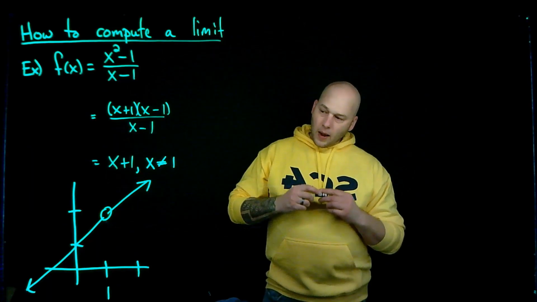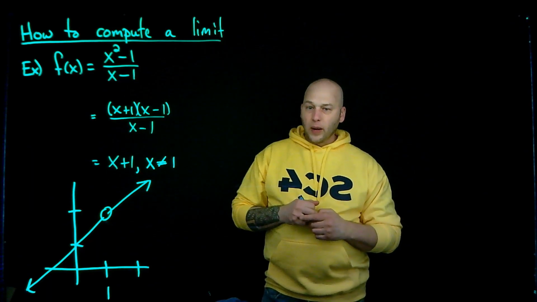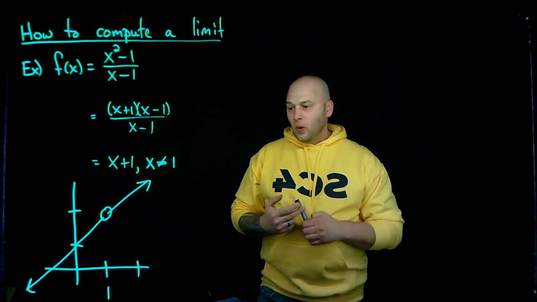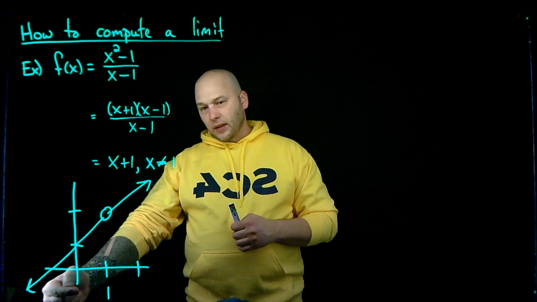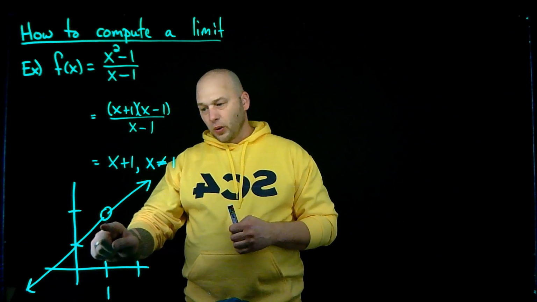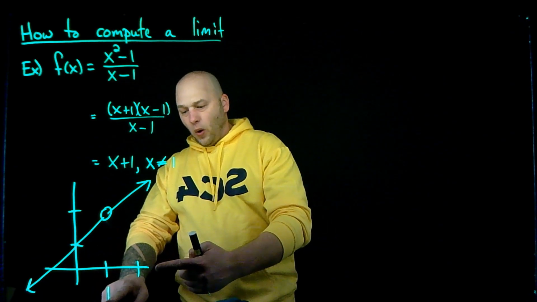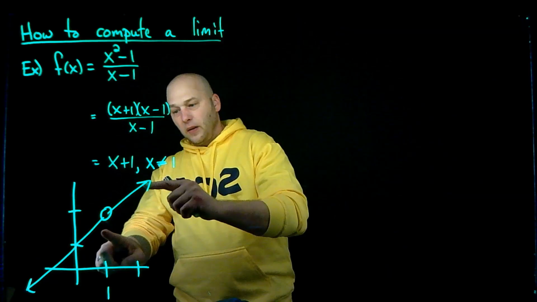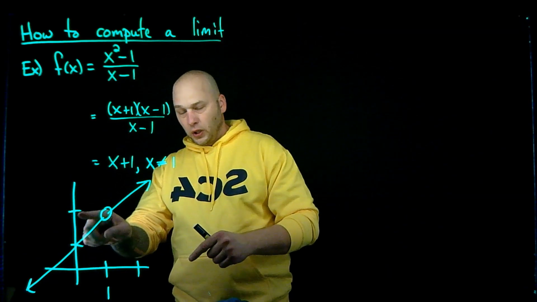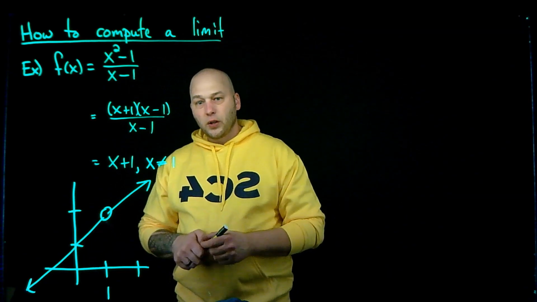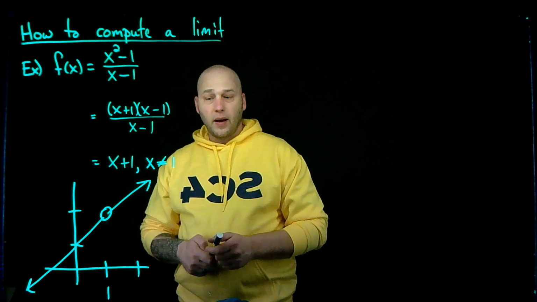Okay, now, if you know about what a one-sided limit is, when I approach x equal to 1 from the left-hand side, the function values approach 2. When I approach x equal to 1 from the right-hand side, once again, the function values approach 2. 2, of course, is the y value of the hole in the graph.